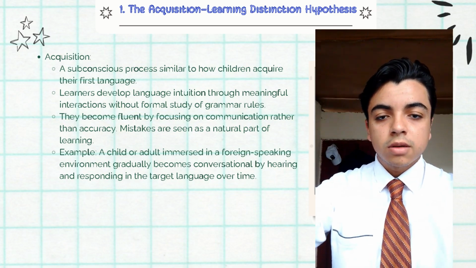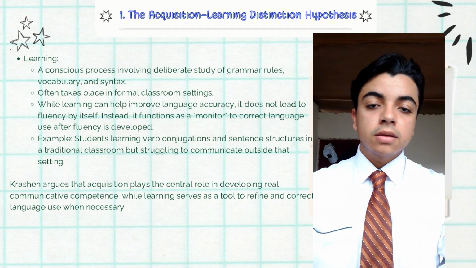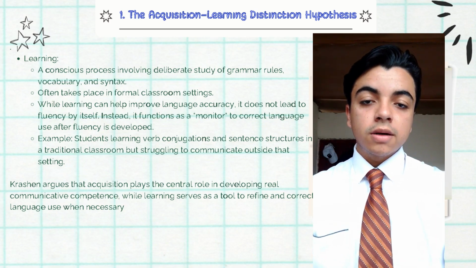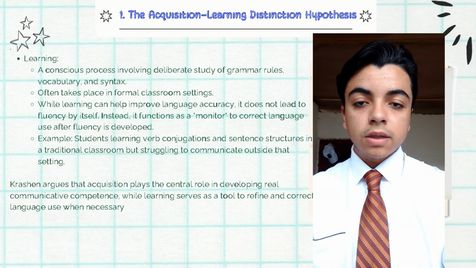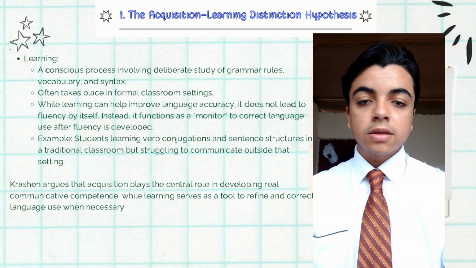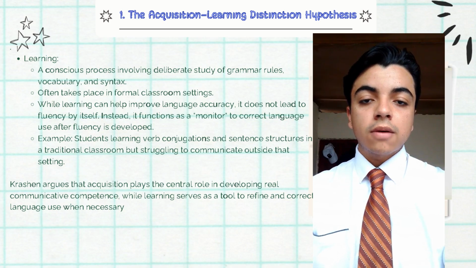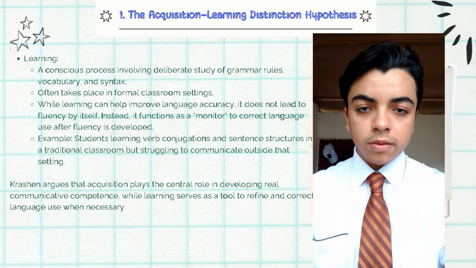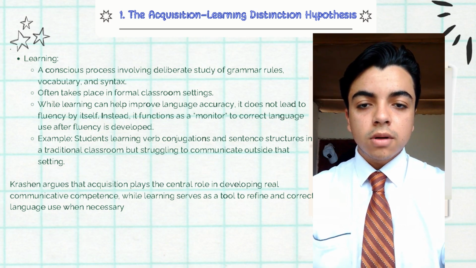target language over time. Learning, a conscious process involving deliberate study of grammar rules, vocabulary, and syntax, often takes place in a formal classroom setting. While learning can help improve language accuracy, it does not lead to fluency by itself. Instead, it functions as a monitor to correct language use after fluency is developed. Example: students learning verb conjugations and sentence structures in a traditional classroom while struggling to communicate outside that setting.